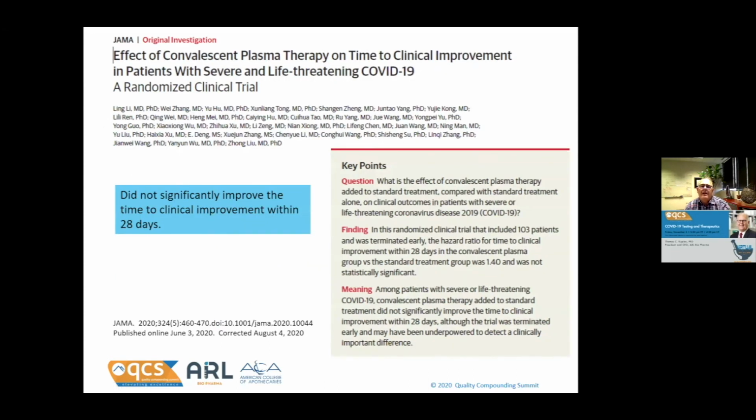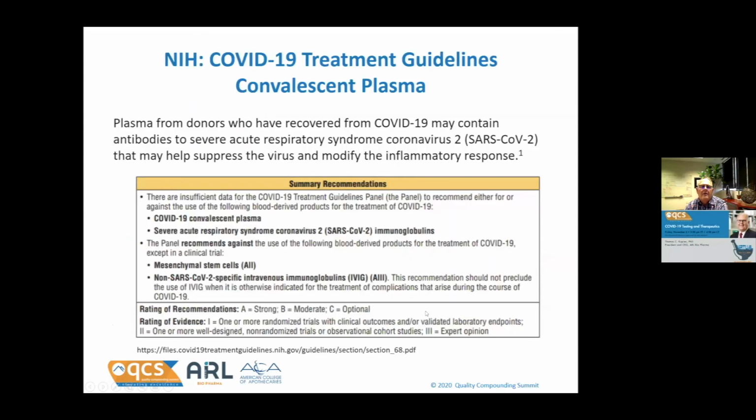Here's another study, the effect of convalescent plasma. In this study, which I thought was a pretty decent study, the conclusion was that it did not significantly improve the time to clinical improvement within 30 days. Here, the NIH lists the summary recommendations.